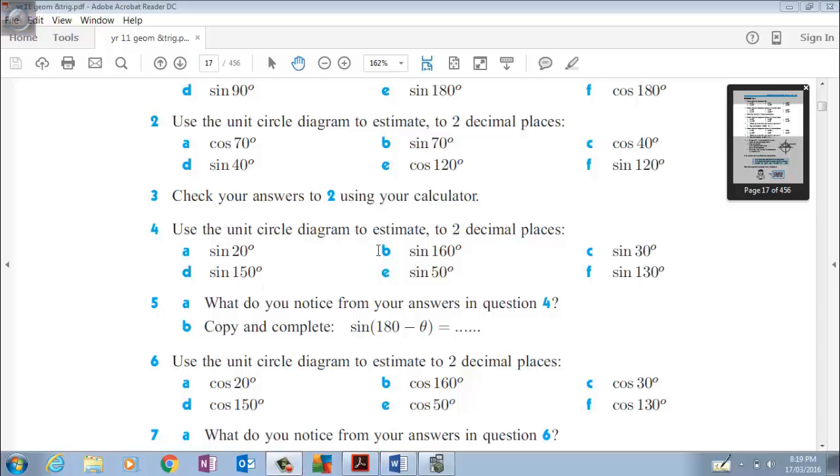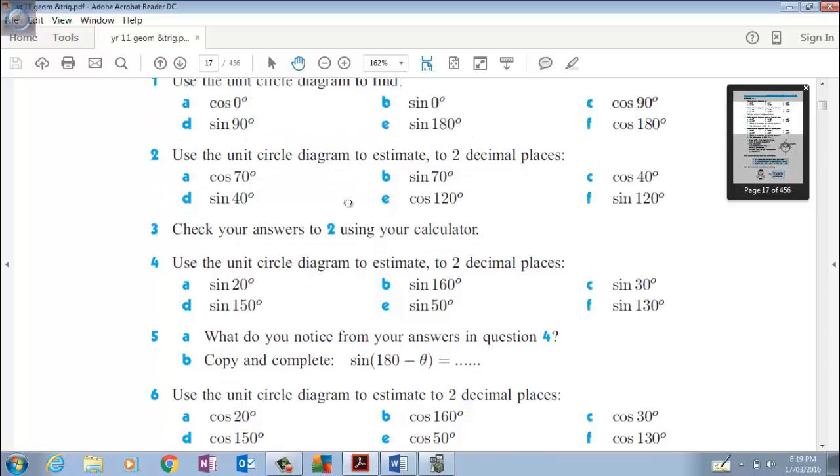Okay, now we'll do question 4. It says use the unit circle to estimate sine 20. Notice these are in pairs, sine 20, sine 160. They go together because 160 and 20 make 180. 30 and 150 make 180. 50 and 130 make 180. They're all sine values. So we'll do them on the unit circle above here.